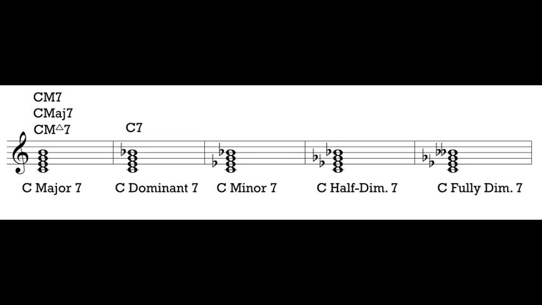Our dominant 7th, also known as the major minor 7th. This is the most common 7th chord, and because of that, it gets the simplest abbreviation, right? Musicians are not stupid. The one they're going to have to write out all the time, they're going to write the most simply. And so this one is just C7.